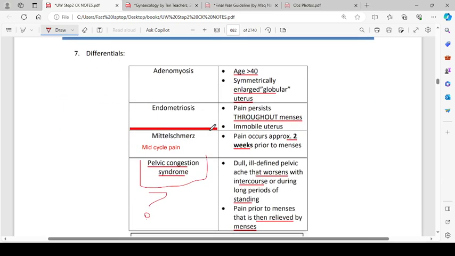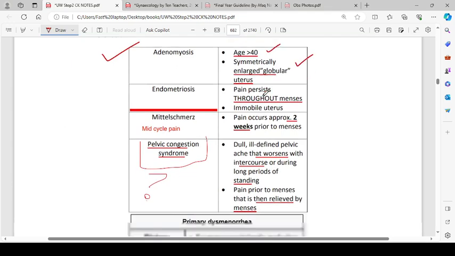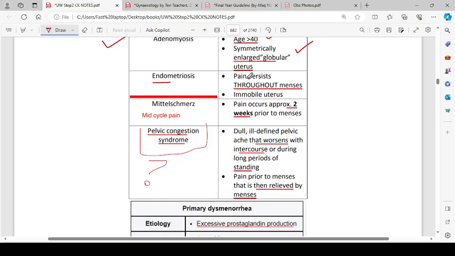Then we have differentials. Differentials of what? Dysmenorrhea. Okay, so adenomyosis. For that, the age must be more than 40. Symmetrically enlarged globular uterus. Endometriosis. Pain persists throughout the menses and there will be an immobile uterus.